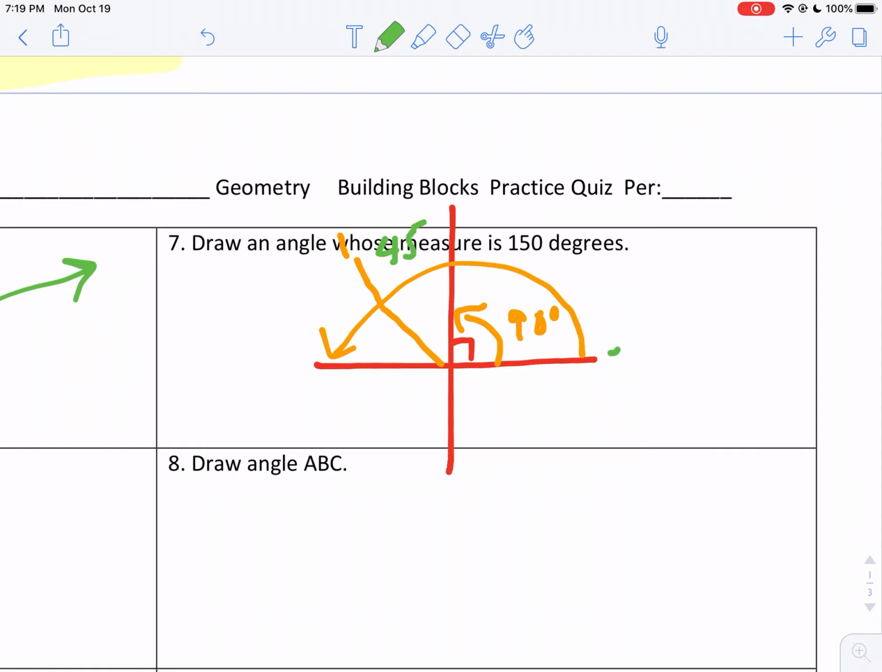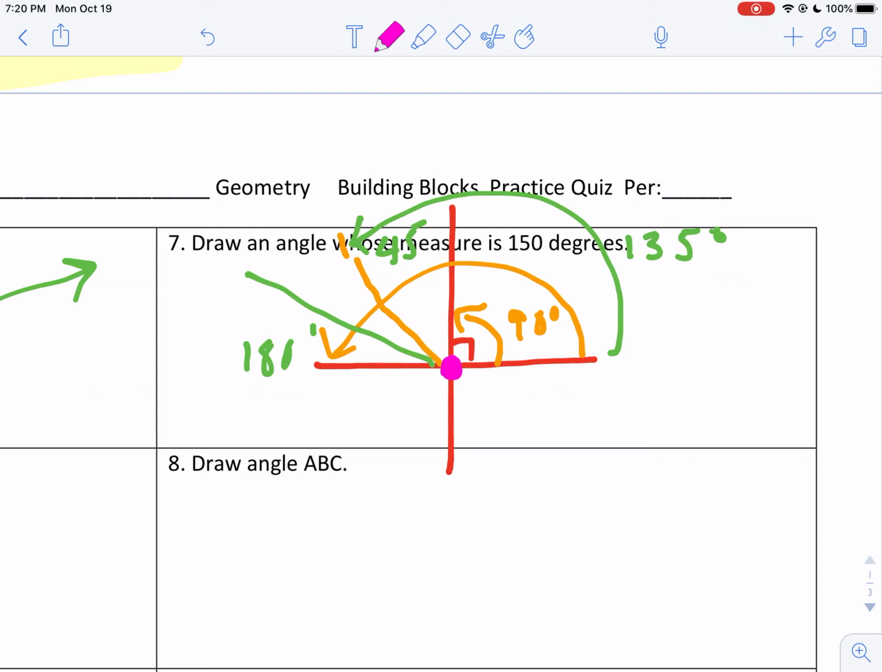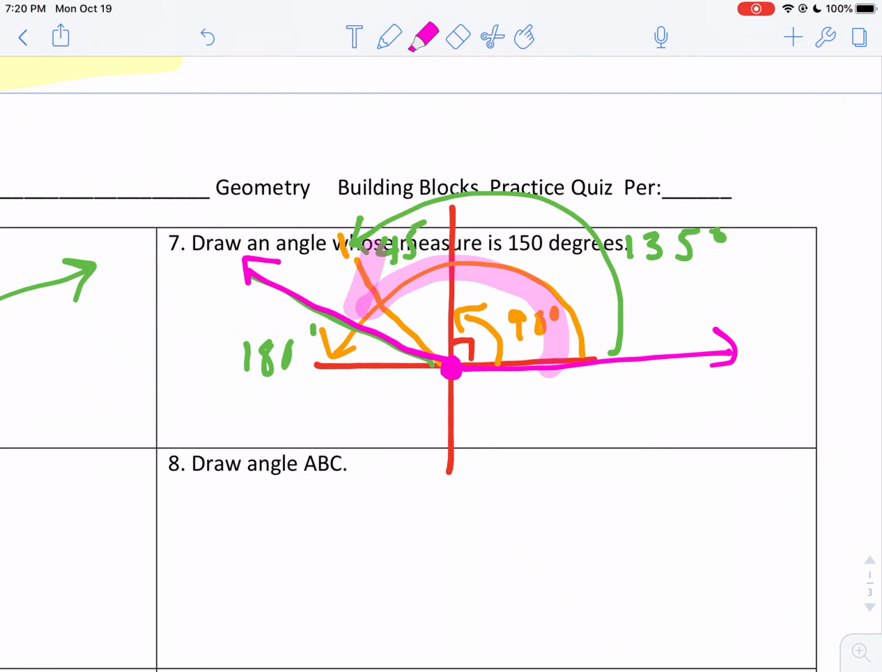Okay, and so if I add these two measurements, I get 135 degrees. So where is 150? It has to be between 135 and 180. Okay, so it has to be somewhere in here. So where is the angle? If I drew this in pink and I call this the fixed point, then my 150 degrees will probably be somewhere like this. Okay, so this angle in pink is about 150 degrees.